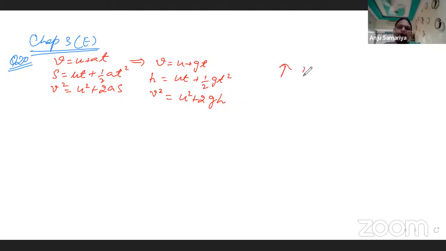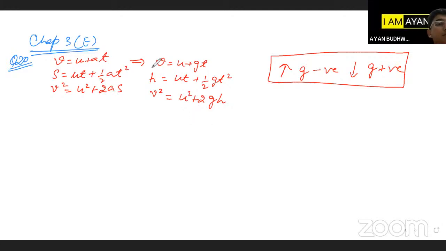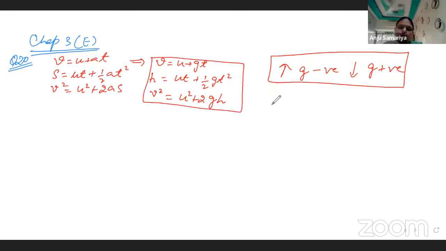When a ball is thrown up, g is negative, and when a body is falling down, g is positive. Do you people remember this? Yes, ma'am. And then these are the equations. So when a ball is thrown up, V is 0. When a ball is coming down, U is 0.